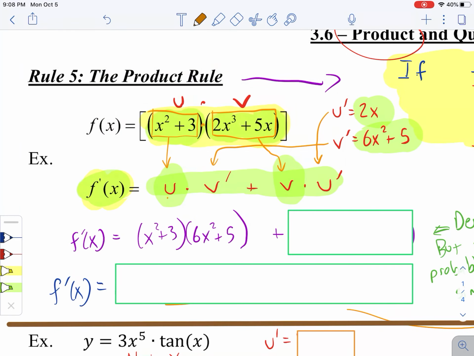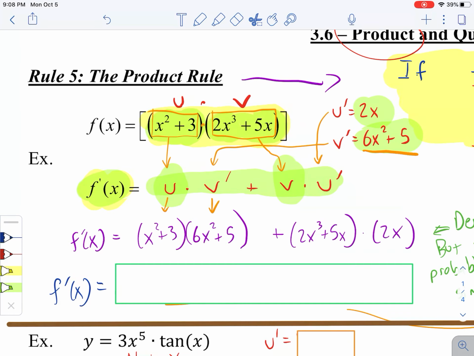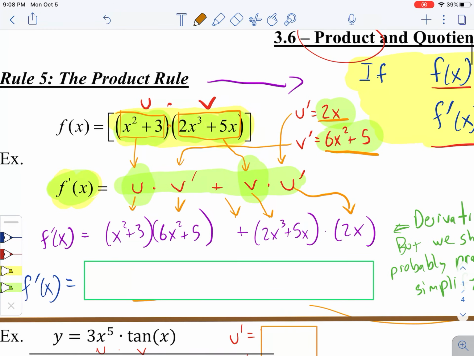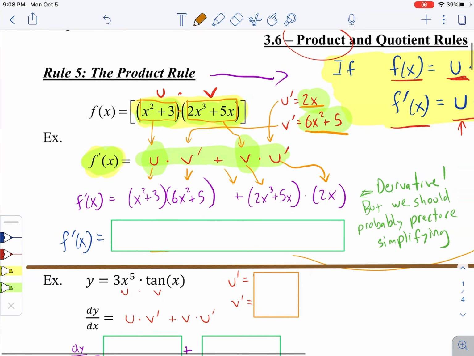Keep with the orange arrows. The u is that. The v prime I found over here drops right there. And now, that one, same deal. The v just goes right there. Don't forget the plus sign in between. Do not forget that. And the u prime, which I found over here, goes right there. Now, technically, you have found the derivative. You are actually done. This is f prime. You have found the derivative.